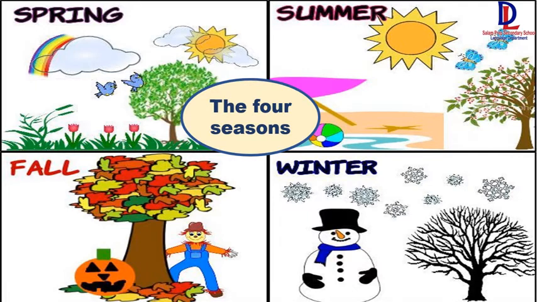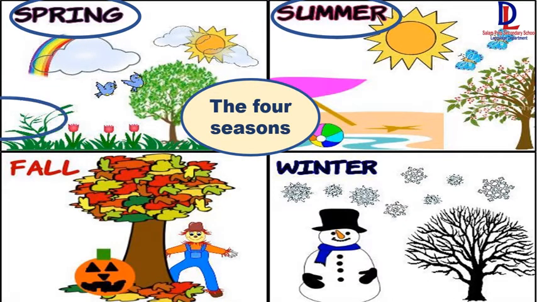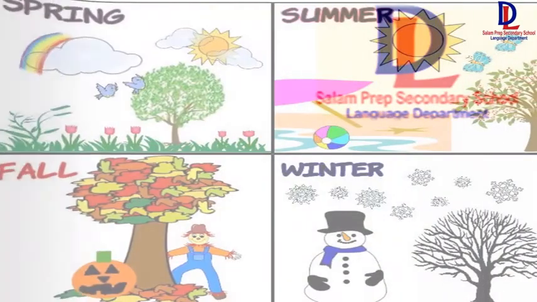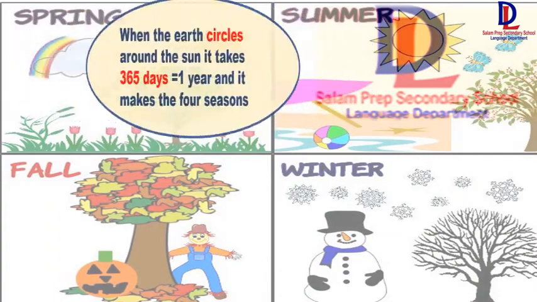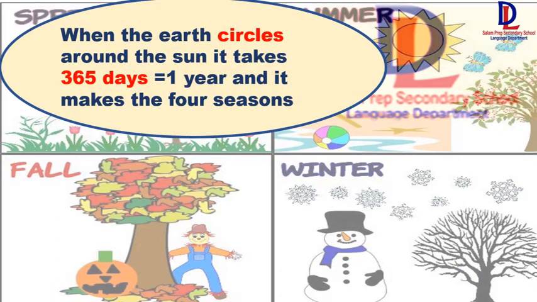The 4 seasons are spring, summer, fall, and winter. When the Earth circles around the Sun, it takes 365 days. That equals 1 year, and it makes the 4 seasons.